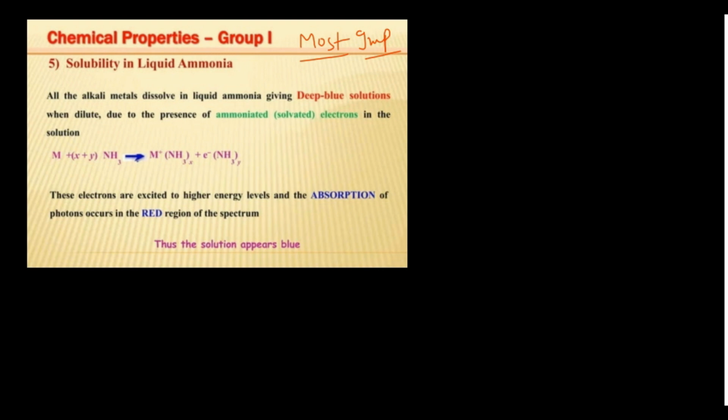What is written here: all the alkali metals dissolve in liquid ammonia giving deep blue solutions. Initially it is not deep blue, it is light blue when the ammonia concentration is dilute. When you increase the concentration of the ammonia, if you keep adding more and more ammonia, the color changes from light blue to deep blue. Here it is written that when dilute, it is due to the presence of ammoniated solvated electrons in the solution.